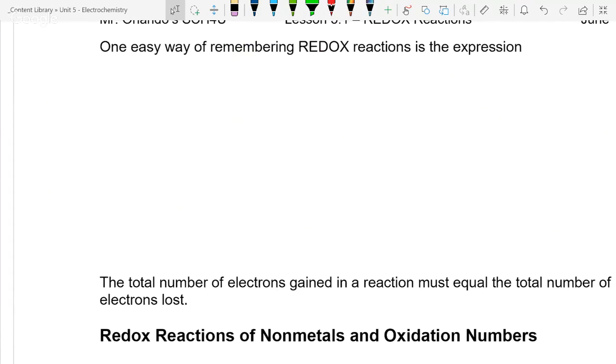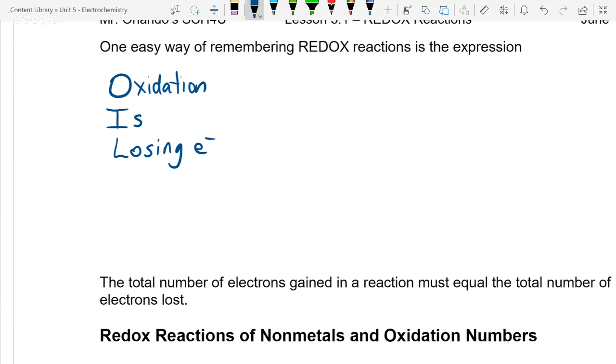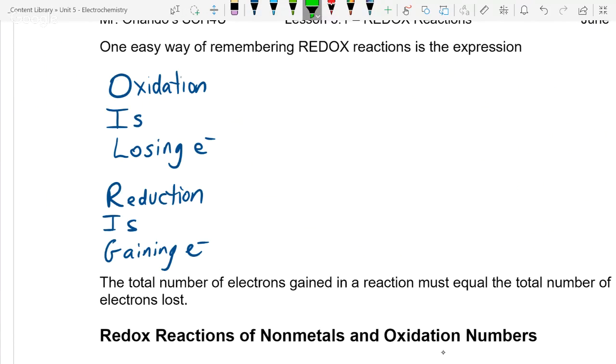Okay, which one am I going to do first? Okay, the first one is this. Oxidation is losing electrons. Reduction is gaining electrons. And thus, the mnemonic device that helps us remember this is oil rig.